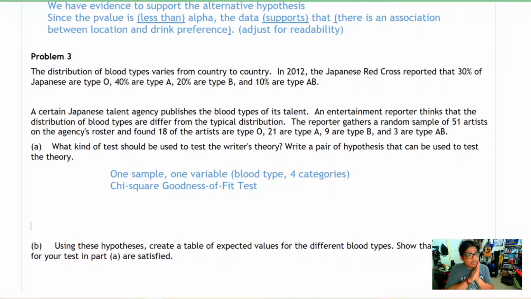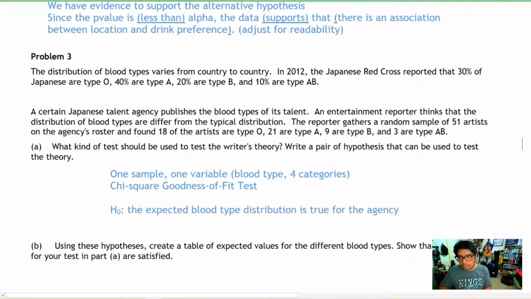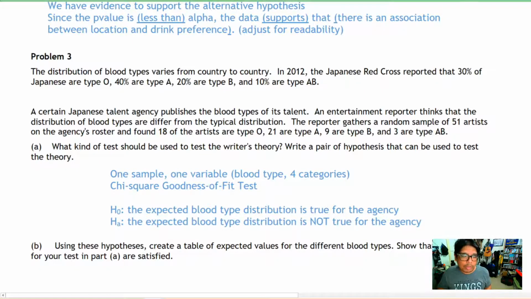Next, we're going to write down the hypotheses. The null hypothesis is always that the expected blood type distribution is true, and for a little bit of context, we're going to say it's true for this agency, which means that the alternative hypothesis is going to be that the expected blood type distribution is not true for the agency.